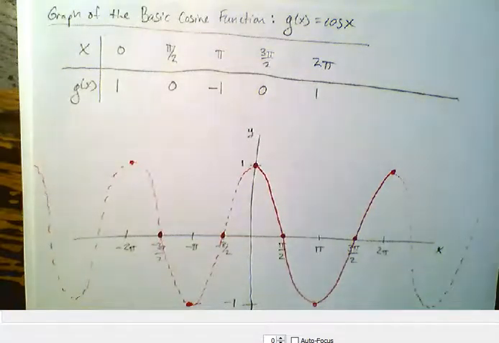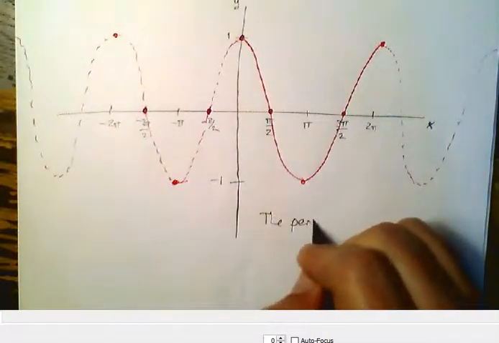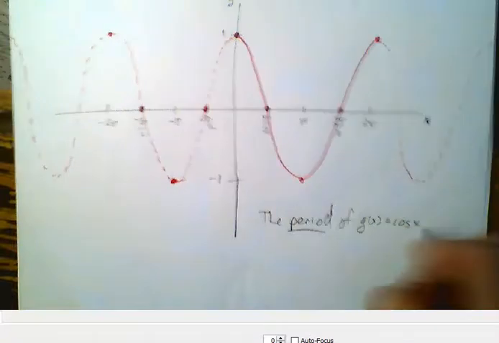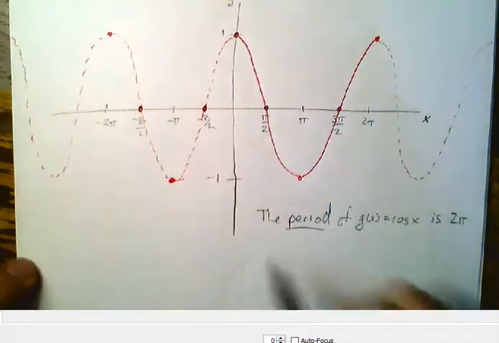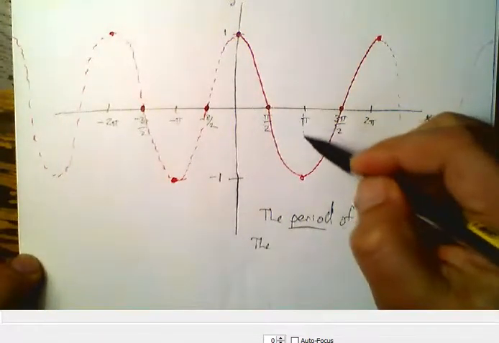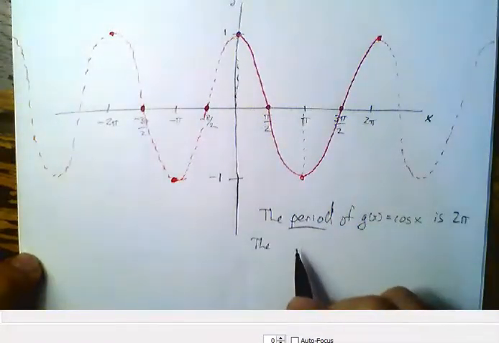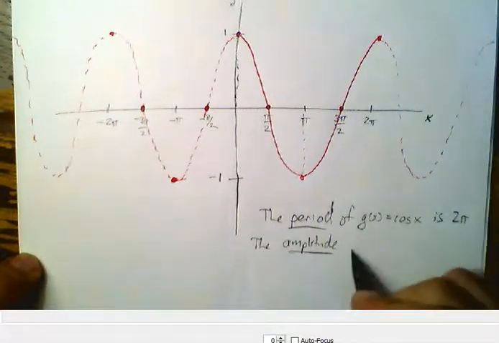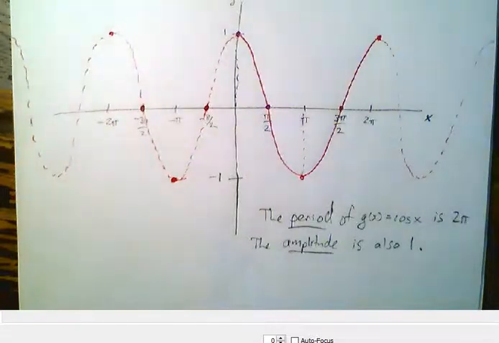Okay. So we can see the period of cosine, g of x equals cosine x, is also 2 pi. And the amplitude, remember that's the distance between the axis and the peak, is also 1 for basic cosine. Okay.